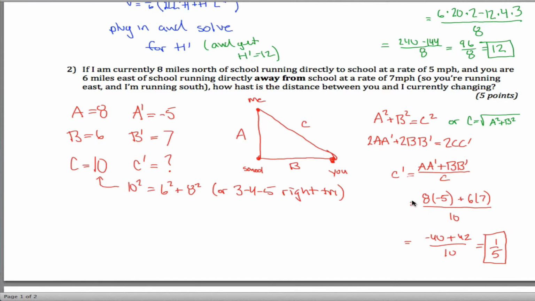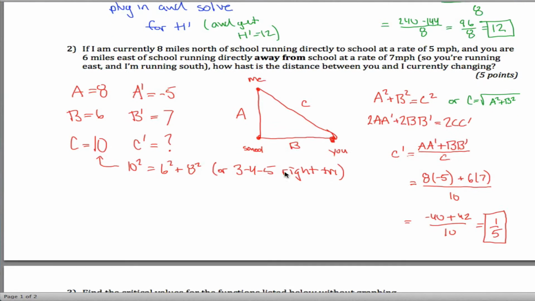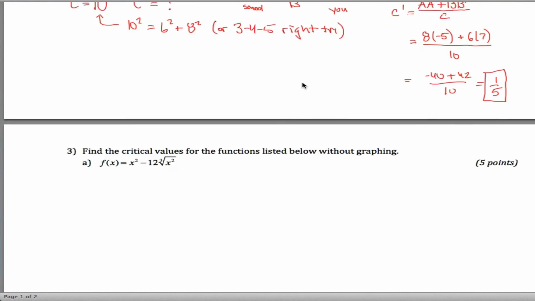Miles per hour, whatever. I don't care about units. I'm fine with just 1/5. About how fast is the distance between you and I currently changing? It's changing at a rate of 1/5. It's getting larger. The distance between us is increasing at a rate of 1/5.